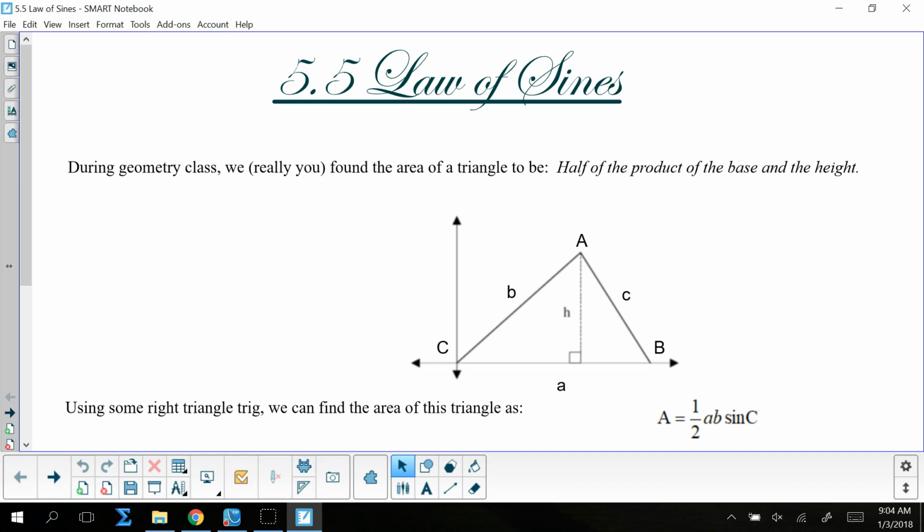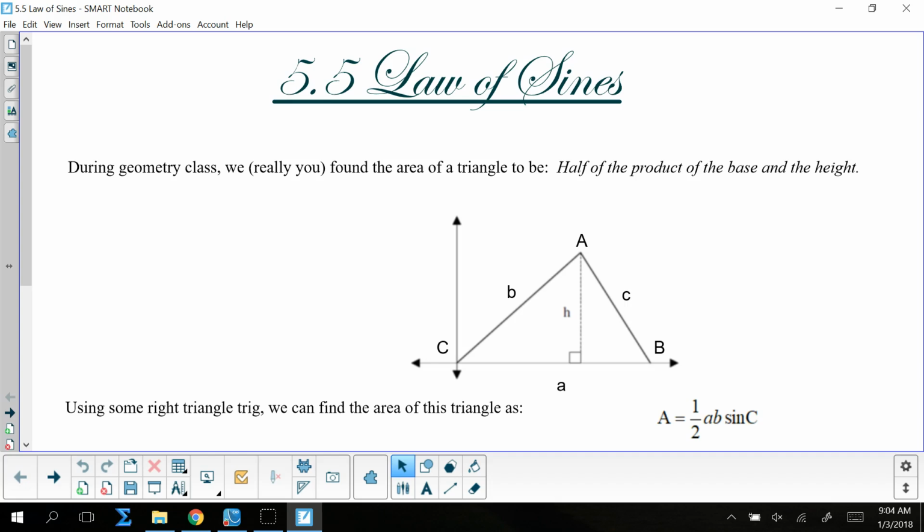Okay? So when you were in geometry, you found that the area of the triangle was half the product of the base times the height. And 1/2 BH is the area of any triangle. Okay? So when it's a right triangle, it's nice, because it's just 1/2 leg times leg. Okay? All right? But not every triangle is a right triangle. That's the downfall with life. Not every triangle is a right triangle.